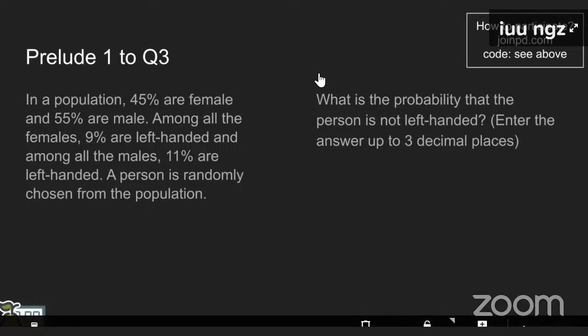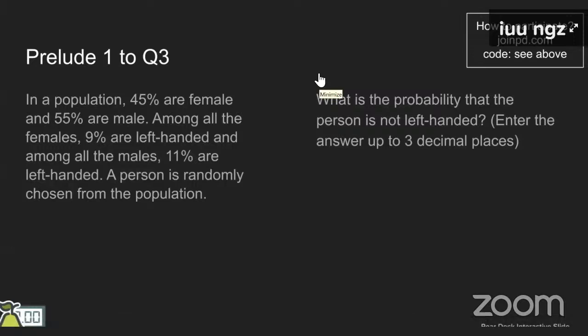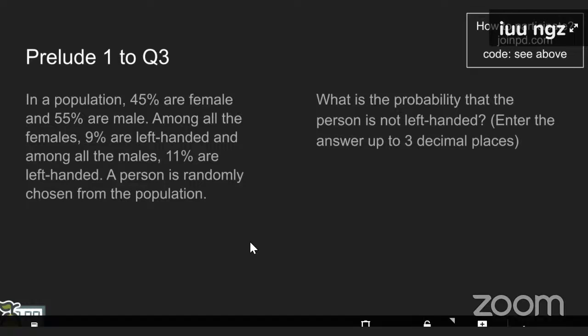Ma'am, just one question about this question, ma'am. Here it says among all the females, 9% are left-handed. So 9% are left-handed means 9% of the 45% females or 9% of the total? Okay, you are already looking at the question.